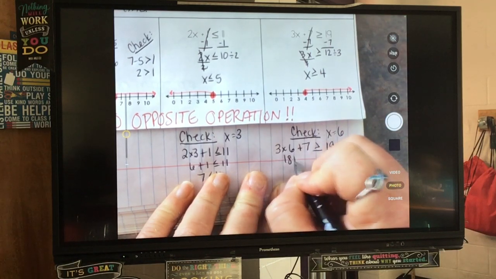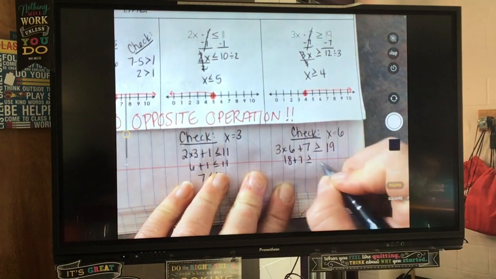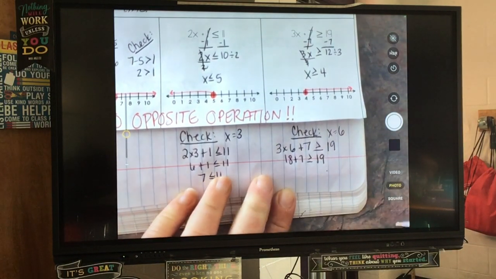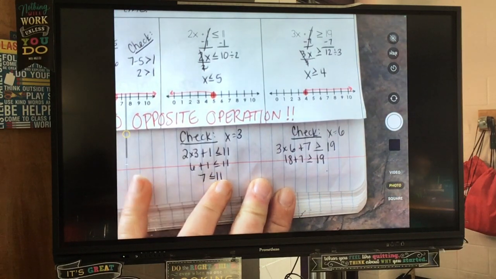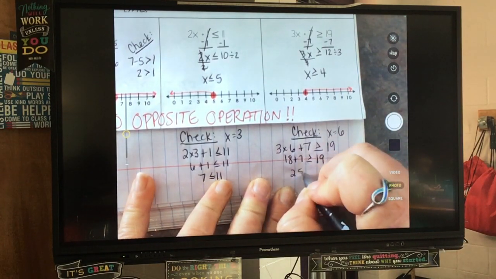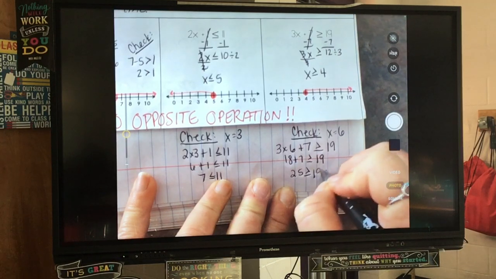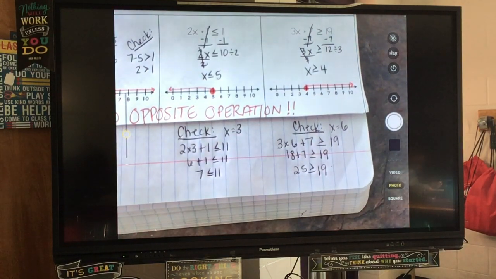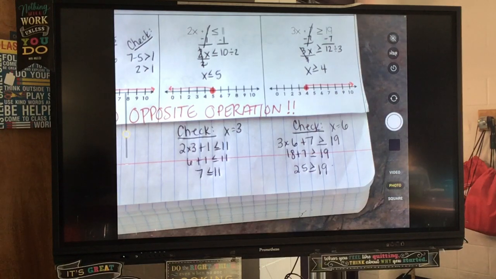So 18 plus 7 is greater than or equal to 19. What is 18 plus 7? Andrew, is 25 greater than or equal to 19? Yes, no? Yes. I mean, y'all are half asleep at one minute and then you're with it the other, so I don't know what's going on.